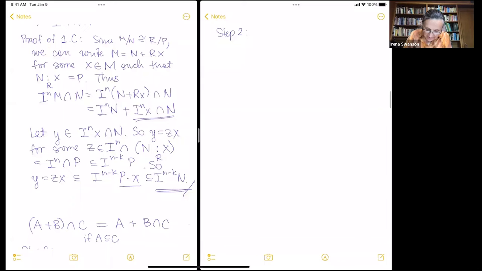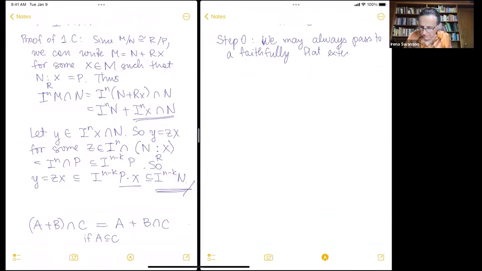Okay, so I'll write here. I'll write step zero: we may always pass to a faithfully flat extension. So if we can prove the uniform Artin-Rees lemma in faithfully flat extensions, then it's true wherever we started. So now I'll call the new step to agree with the notes on Moodle. I'll call this not step two, but step three.